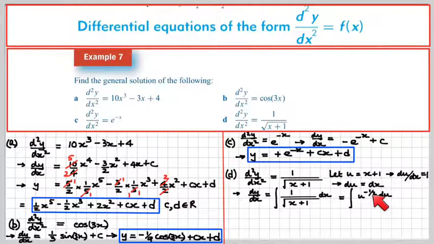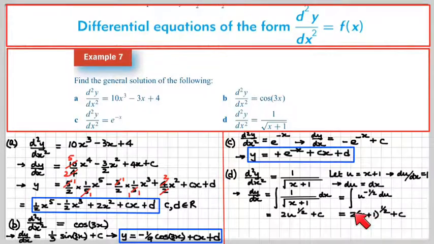It's u to the minus 1/2 du. Now, what's more than minus 1/2? It's plus 1/2, so it'll be 1 over 1/2 times u to the 1/2 plus c, which comes out to be 2, since 1 over 1/2 is 2. Now we substitute for what u was, which was x plus 1, and there's your answer. But of course that's only dy dx.